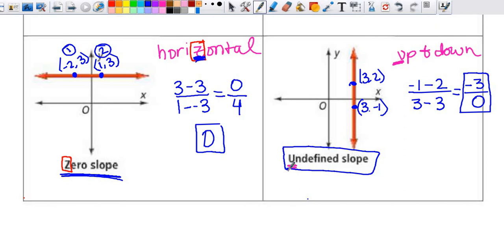All right, and that concludes 1.7 notes. For extra credit, you can go ahead and choose 2 points, find the distance, midpoint, and slope of those points, and we will check it when we check your notes.